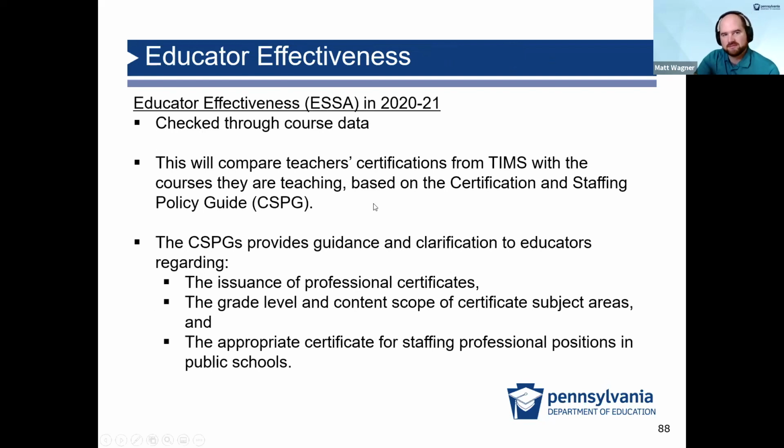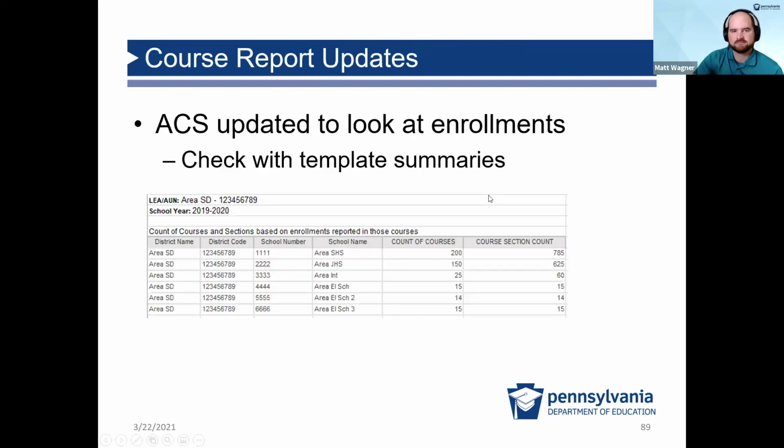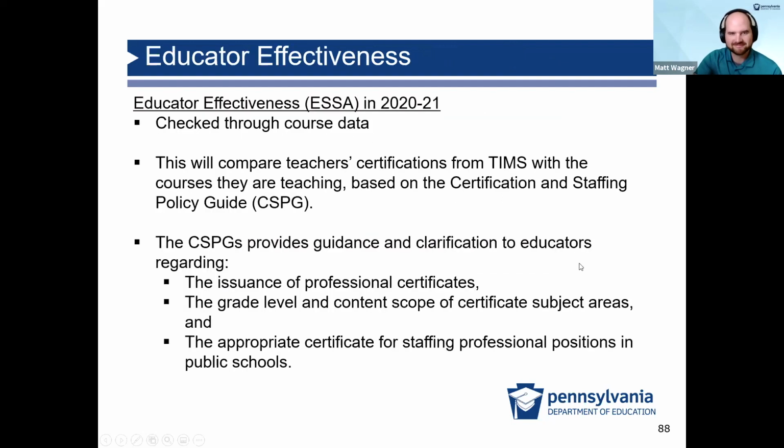Educator effectiveness is checked through the course data. So as Missy was saying earlier with staff assignment, what Appendix B might show versus their certificate, they're not checked through the staff assignment, they're checked through course. So what teacher record you upload through course, that is where we will check the educator effectiveness through TIMS.